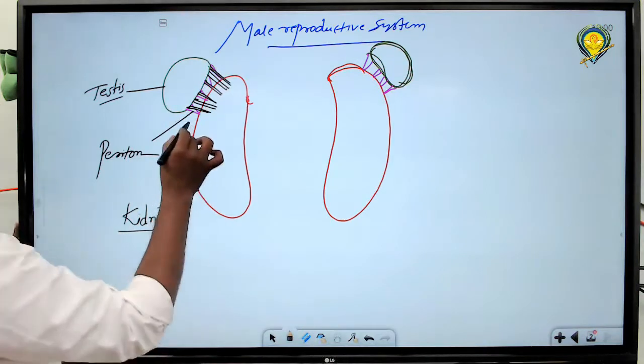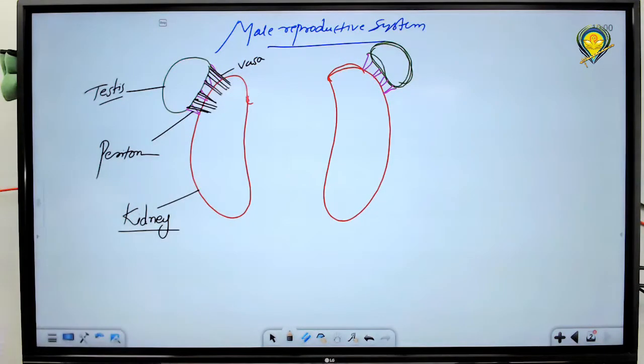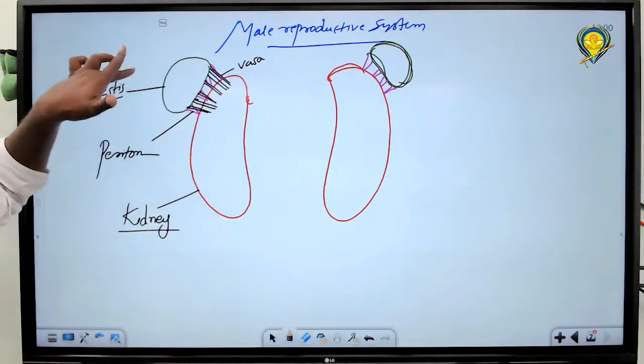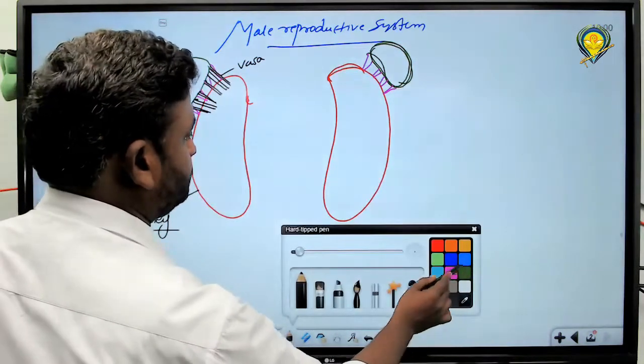Vasa afferentia, right? Finally, it opens inside the kidney because they are connected to one of the special systems. I would like to show you again. What are those?